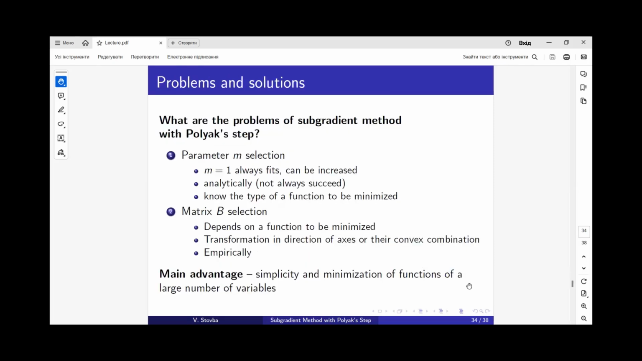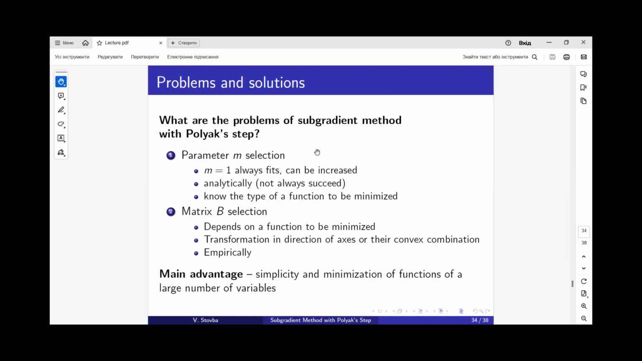The last thing that we consider is the problems, and solutions of these problems, that the subgradient method with Polyak step has. The first one is parameter m selection. How do we choose this parameter? Actually, m equals 1 always fits. And if our function lies in the area of special types of functions, like quadratic or homogeneous, differentiable, we can increase this m. In practice, we can increase m manually and see if our method converges. If it does, it means that this function lies in the area of these functions, and m can be increased more. So it's an empirical way.